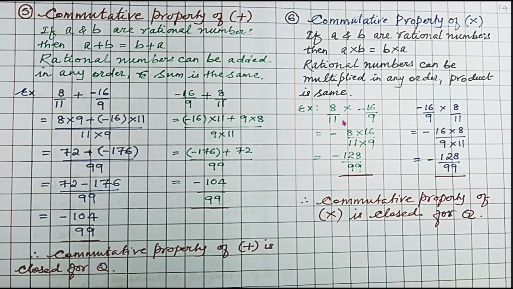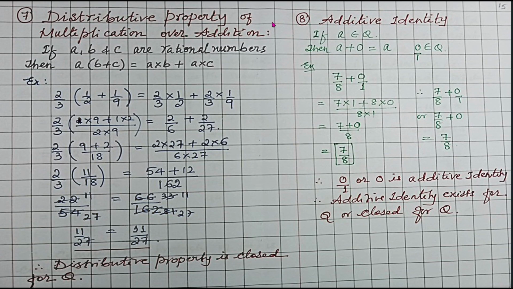8 by 11 is a rational number, minus 16 by 9 is another rational number. When we multiply the two rational numbers, we get minus 128 by 99. So also minus 16 by 9 into 8 by 11, I get minus 128 by 99. Therefore, the commutative property of multiplication is closed for a set of rational numbers. Please remember that.